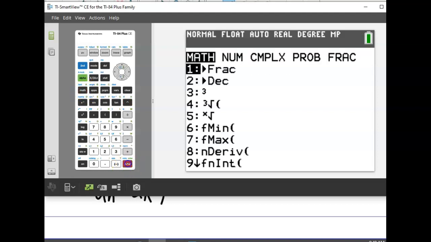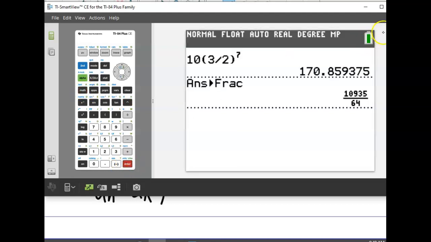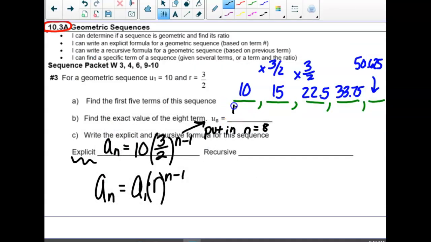I think I'm going to change that one to a fraction. 10935 over 64. You could have written out the whole decimal. I would have taken it. It did say exact, though. Everybody good?